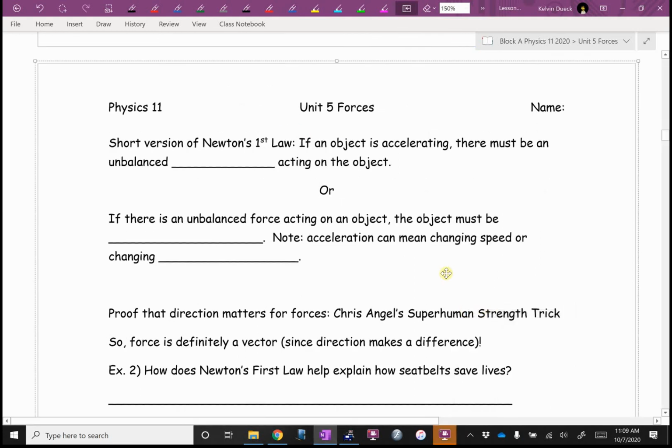So here's the short version of Newton's first. If an object is accelerating, there must be an unbalanced force. Good.